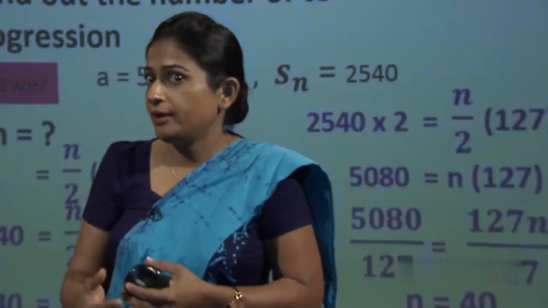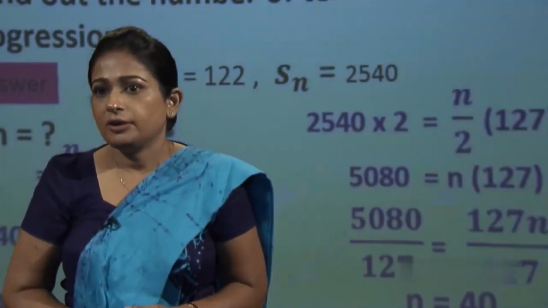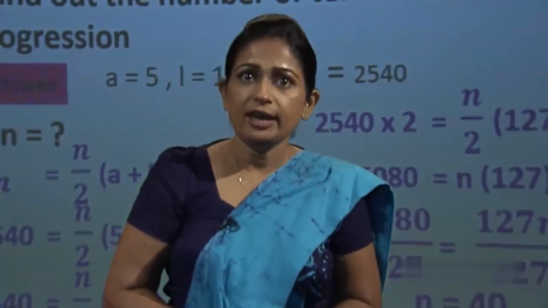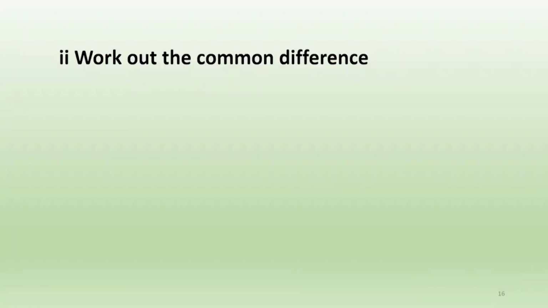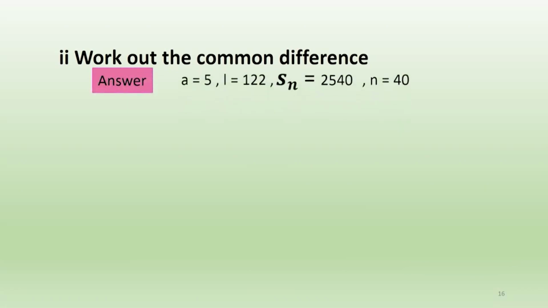Okay, here we have another part of this question remaining. The number of terms is 40, and the second part of the question is: work out the common difference. To find the common difference we have to use the known things. What are the known things now? We know the first term, we know the last term, and we know the sum up to the nth term. Sum up to the nth term means we know S40. S40 equals 2540.